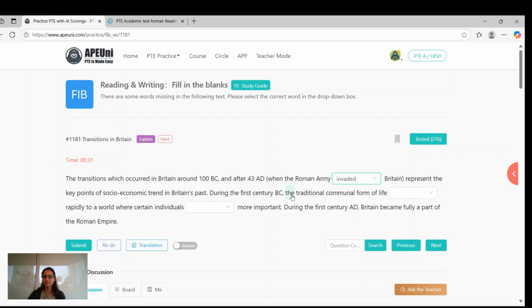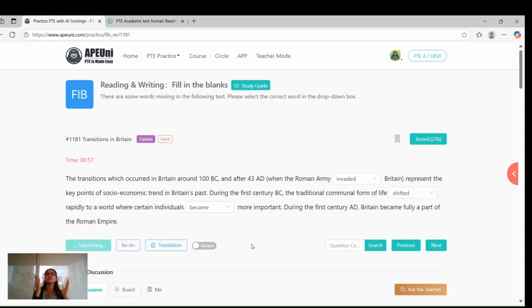During the 1st century BC, the traditional communal form of life changed, deteriorated, shifted. There we are, changed rapidly to a world where certain individuals became more important. There we are, became more important. That's all you need to do, my friends. You need to make the assumption. Once you've done, so we've done 53 seconds. Let's submit, see how we went.